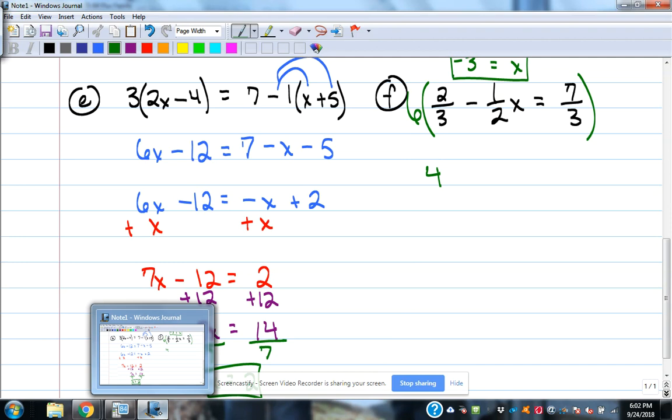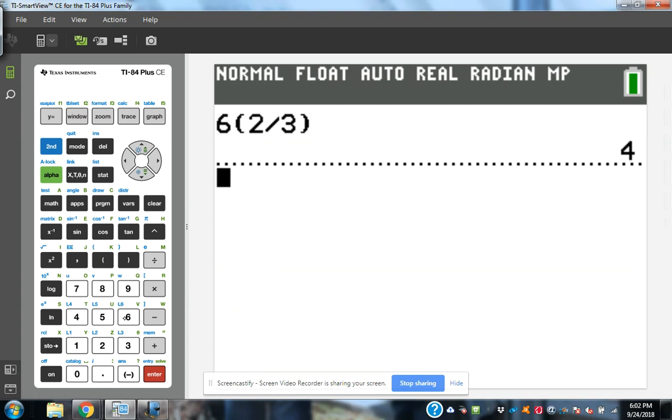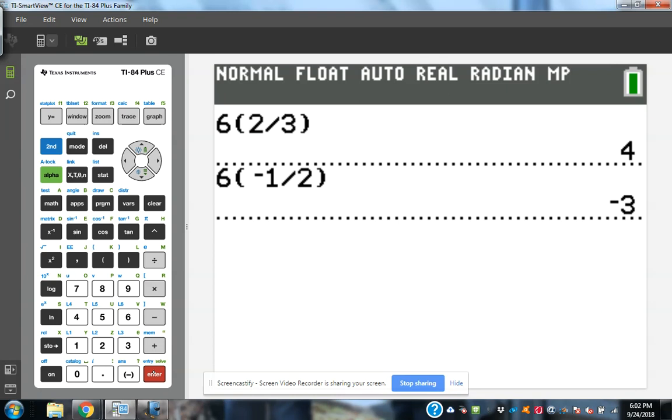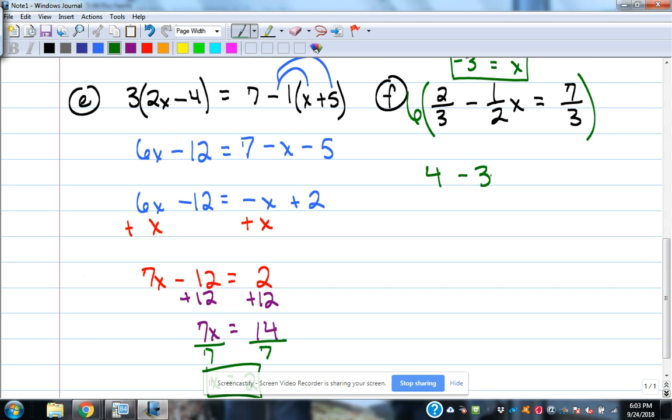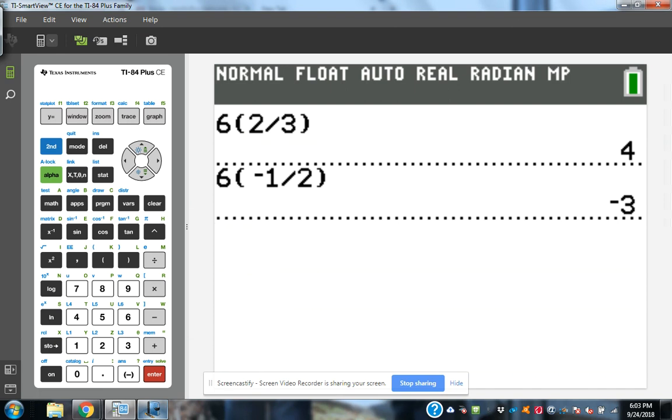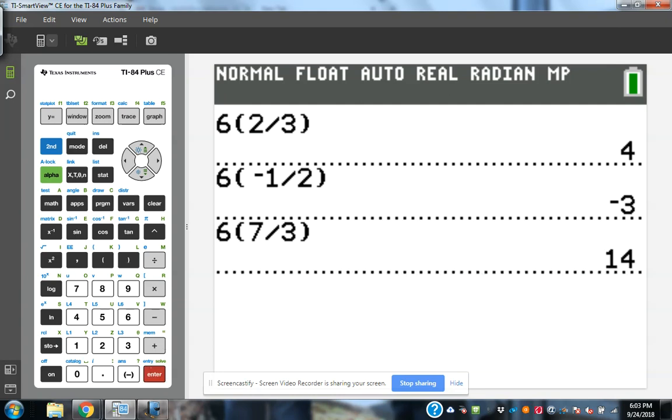And then what's 6 times -1/2? Well, I don't know, Mr. Isbell. I'm not a math person. But I got a calculator, and it's pretty good at this stuff. 6 times -1/2 is -3. So that's really -3x. What's 6 times 7/3? What the heck is 7/3? It's a fraction. It's 2 1/3, really, if you want to get technical about it. But 6 times that is going to give me 14.